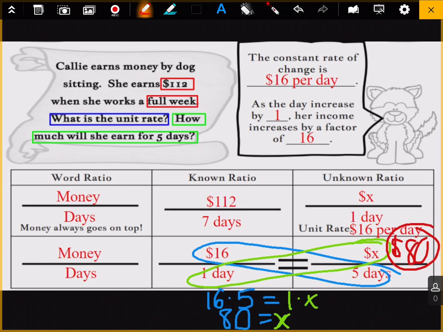Just remember when solving proportions that you need to set them up with the same topics on the top, same topics on the bottom, and then you're going to cross multiply and then divide.